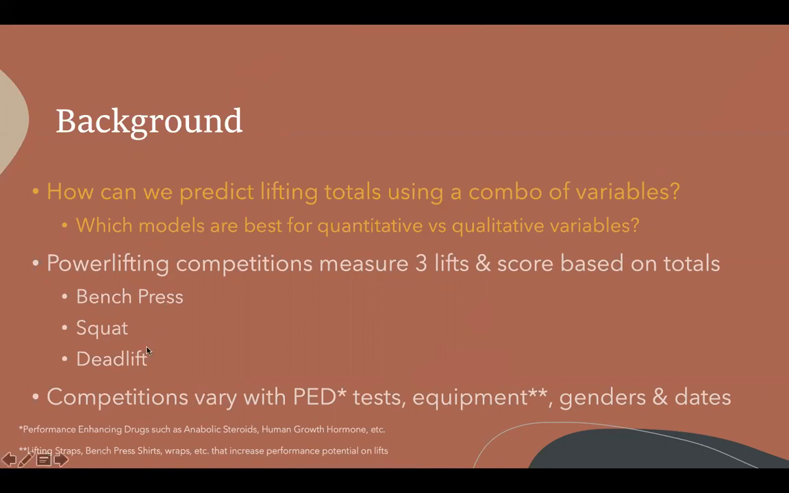Some of these qualitative variables that I was looking into are performance enhancing drug tests and equipment, genders, and the actual dates, because as time goes on, I'm sure people lift more weight than they have in the past. And the more specialized equipment people are using to help with lifting, the more they're going to lift. And performance enhancing drugs such as steroids and human growth hormone might have a huge impact on what people are able to do, since naturally people are able to lift less.